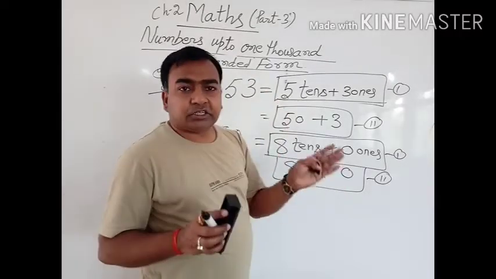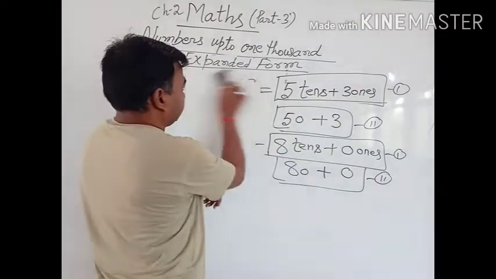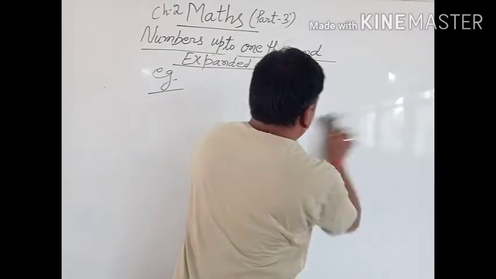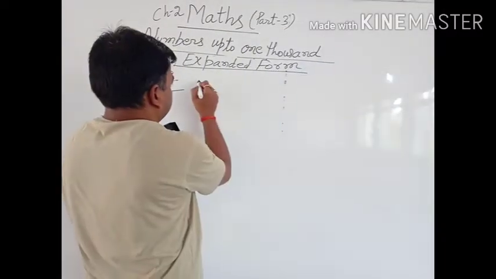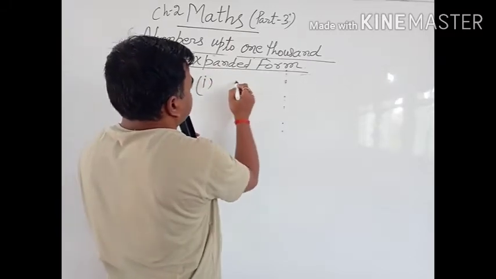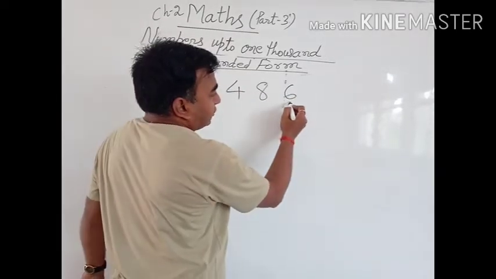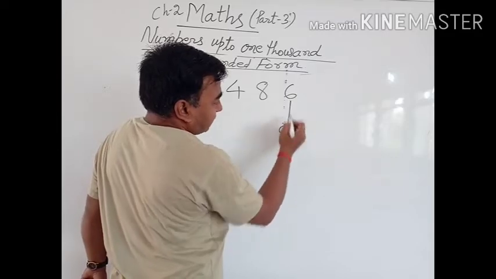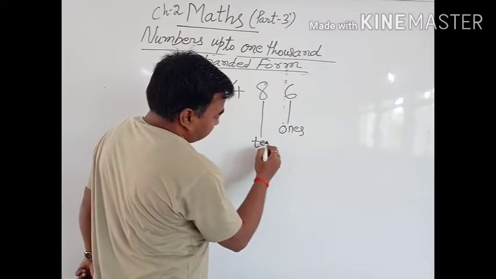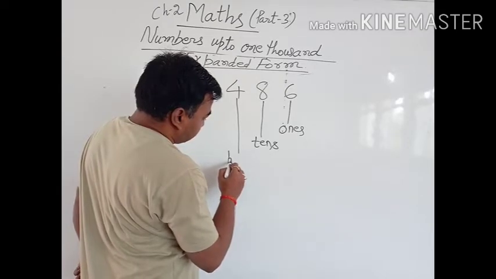Now we will learn the expanded form of a three digit number. For example, I have written 4, 8, 6. First, what is the place of this 6 ones? What is the place of this 8 tens? And what is the place of this 4? Hundreds.